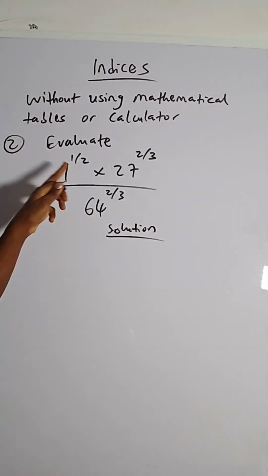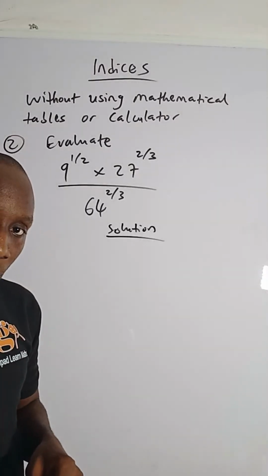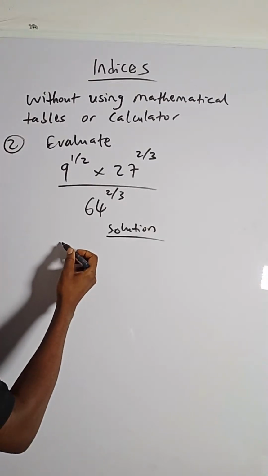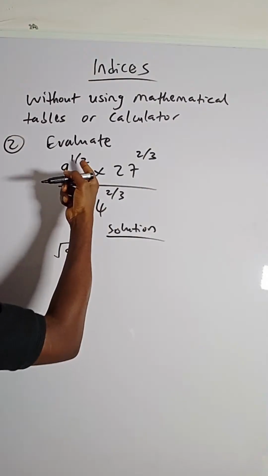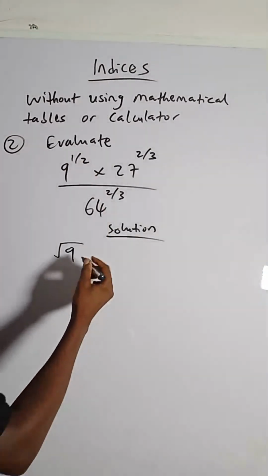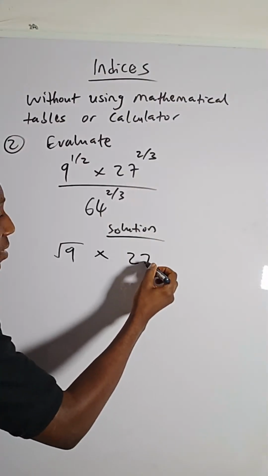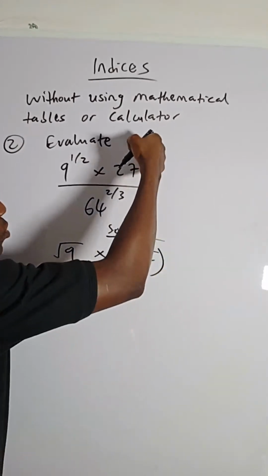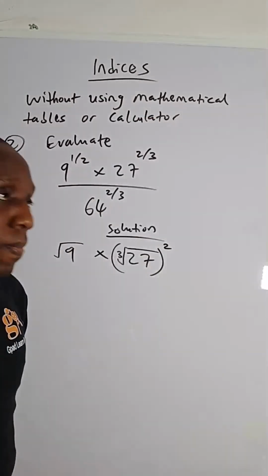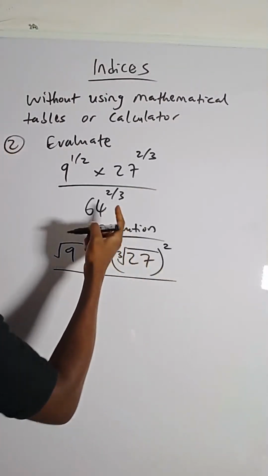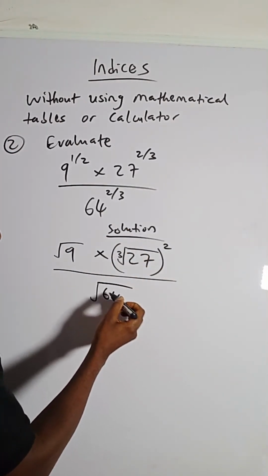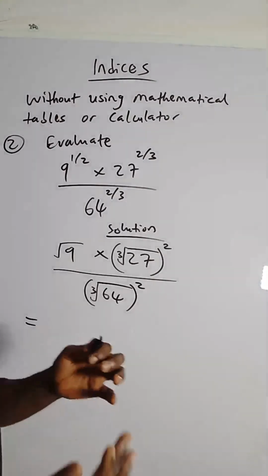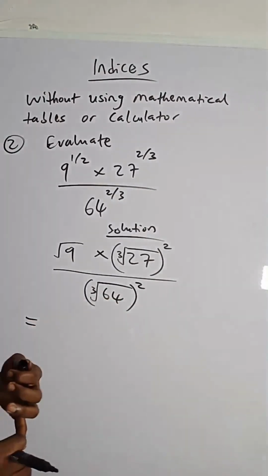So let's begin. 9 raised to the power of 1 over 2. What is that? That's the square root of 9. So this is the square root of 9 because of the exponent of half, times, what about this? 27. This is the cube root of 27, all the way to the power of what? 2. You see that 2 there? Yeah. So all divided by what? This is the cube root of 64, all the way to the power of what? 2. Still using the laws of indices, the fractional index law, and all that.